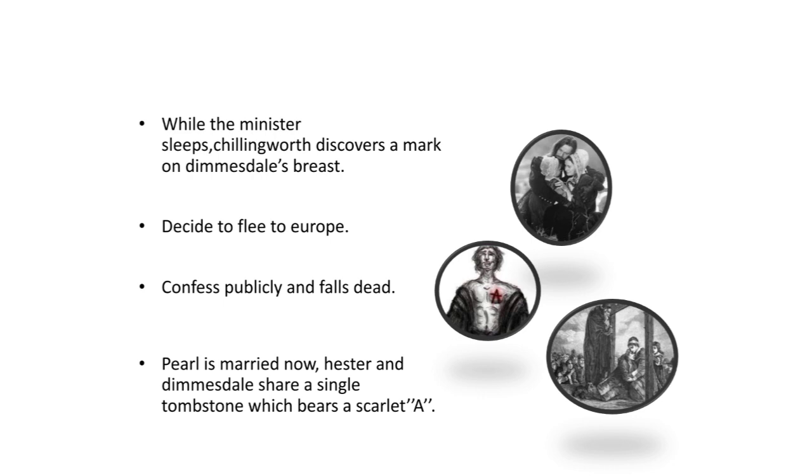Pearl is married to a European aristocrat, and when Hester dies, she is buried next to Dimmesdale. The two lovers share a single tombstone which bears a scarlet A. And that's how the story ends.